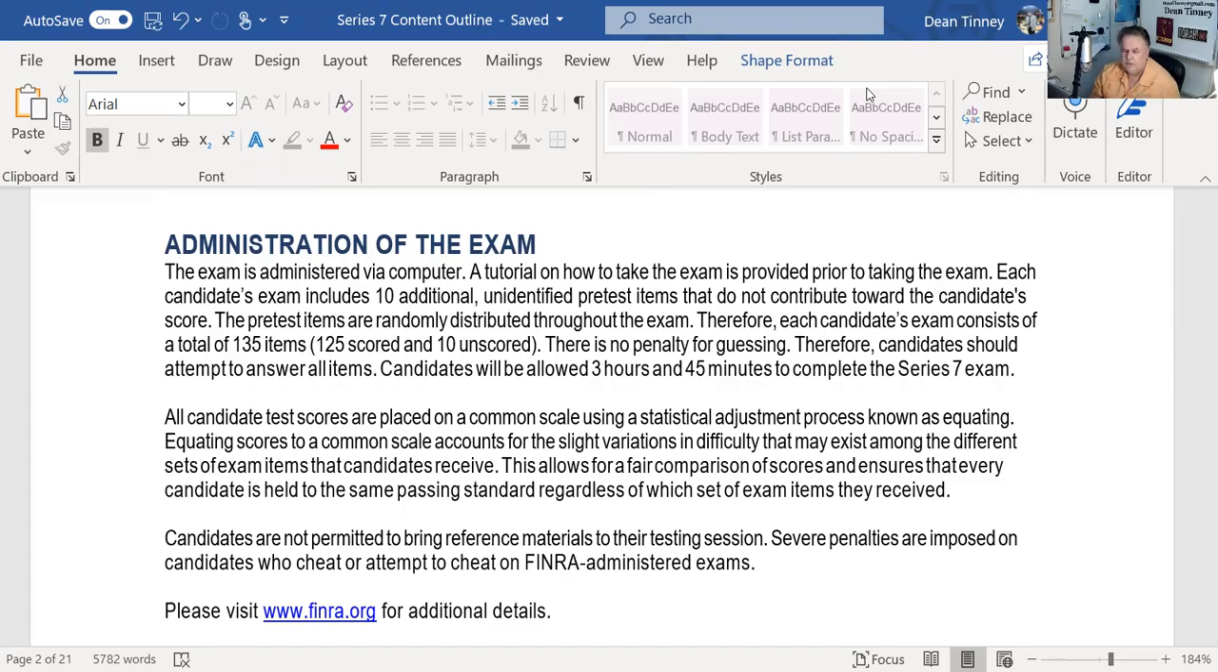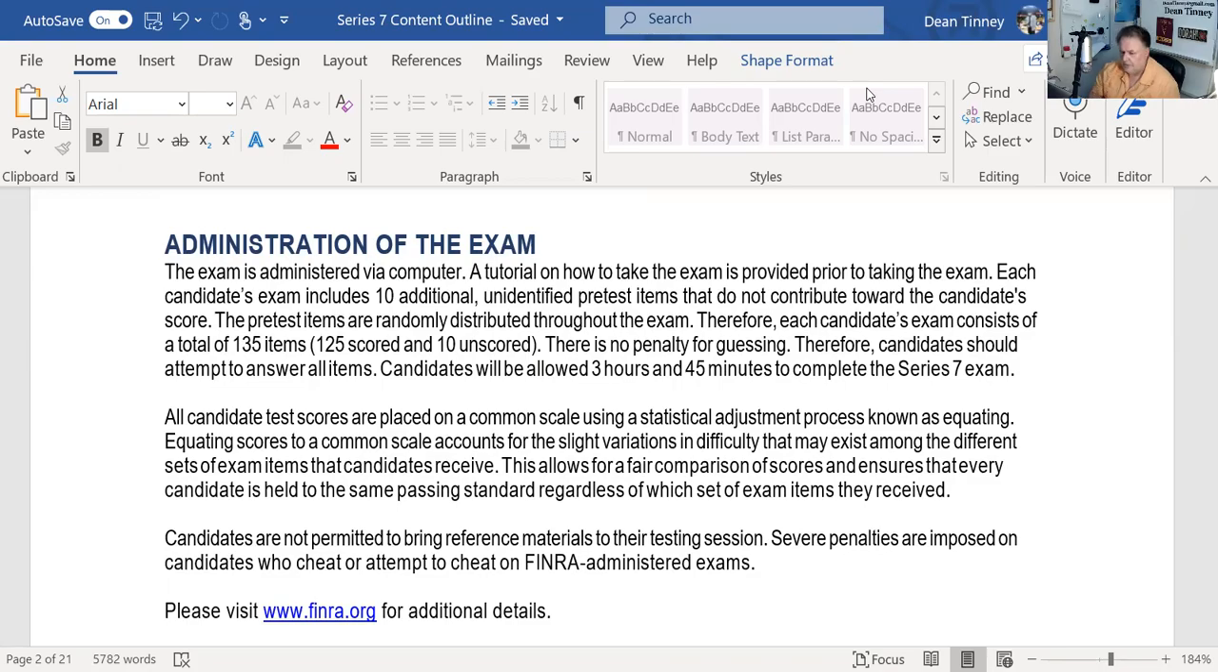Sometimes we'll get some debrief and somebody will see something for the first time and then it starts showing up routinely, and we go, okay, they're starting to test on that. No penalty for guessing. So, when all else fails, guess B, assign it to the universe, move on. Candidates should attempt to answer all items.